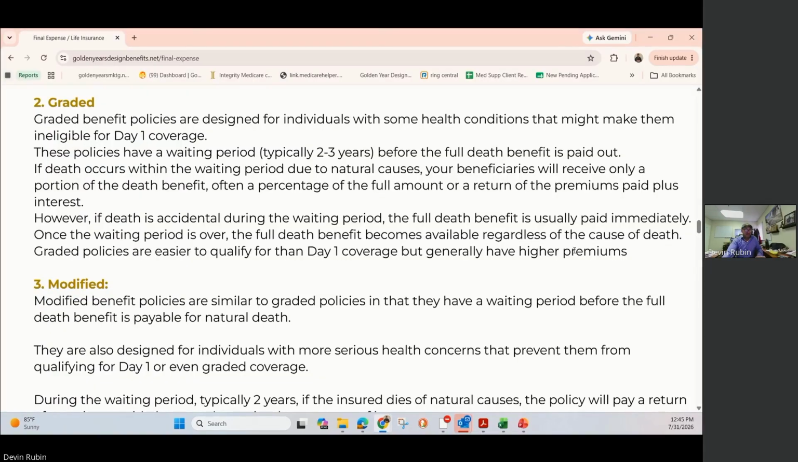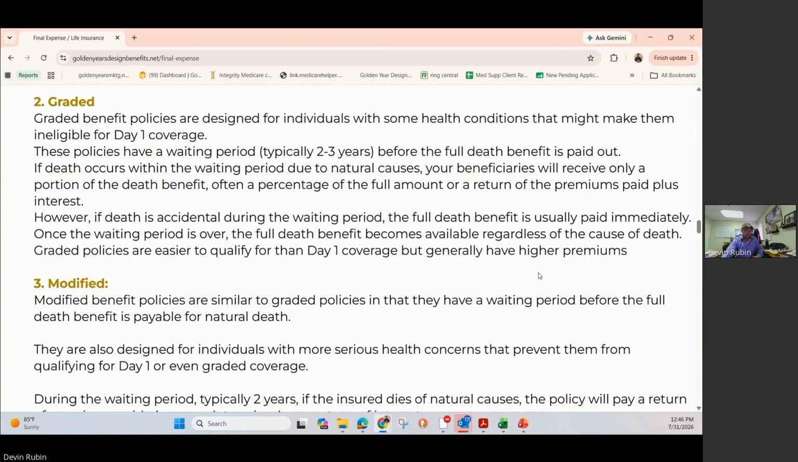Now, if a death is accidental, right, if there's a car crash or if there's something like they get hit by lightning, something crazy, the full death benefit is usually paid immediately. So once the waiting period is over, the full death benefit becomes available regardless of the cause of death. Graded policies are easier to qualify for than day one coverage, but as you would think, would generally have higher premiums.